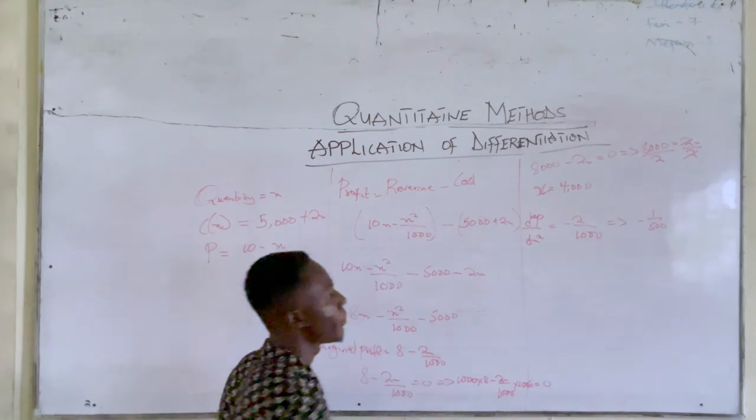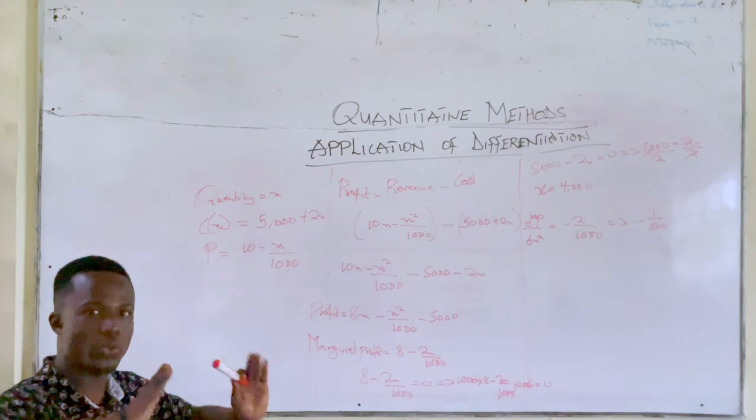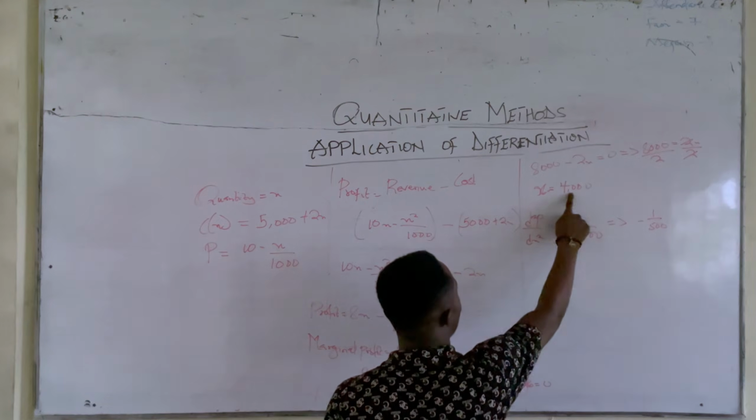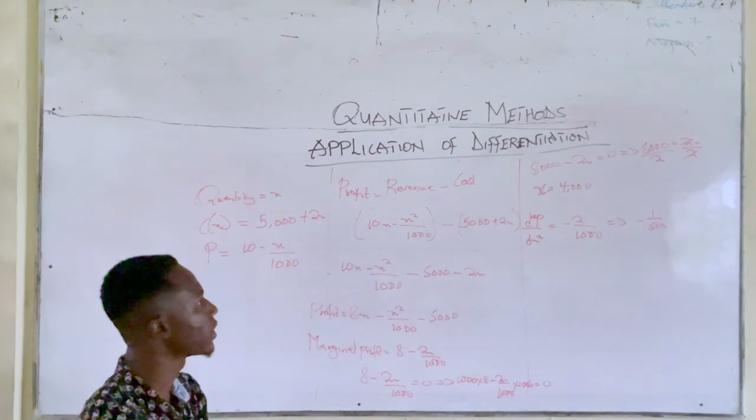And so this is what? Maximum. So it means the profit that we are going to get is what? Maximum profit. Okay, so we have our x here. We are going to put the x in the profit function to get the profit that they are asking for.